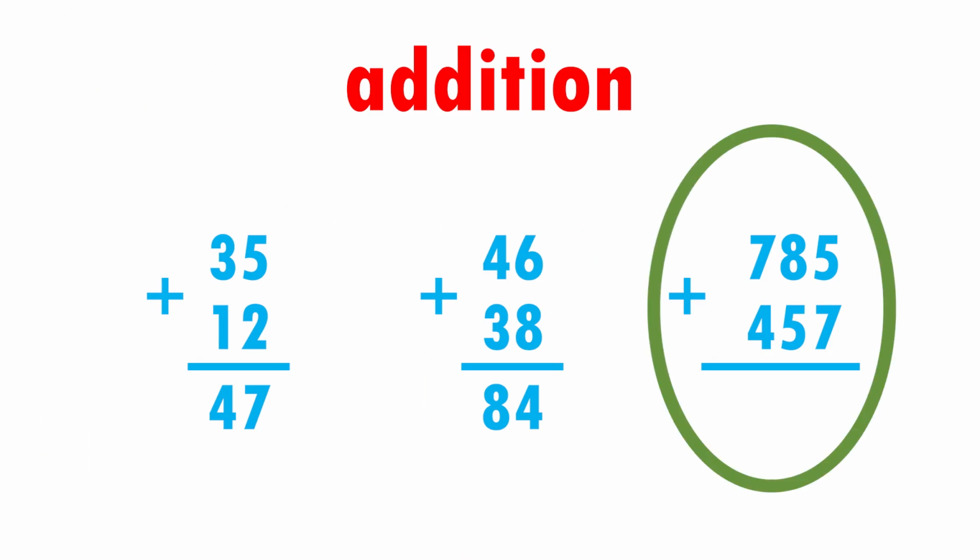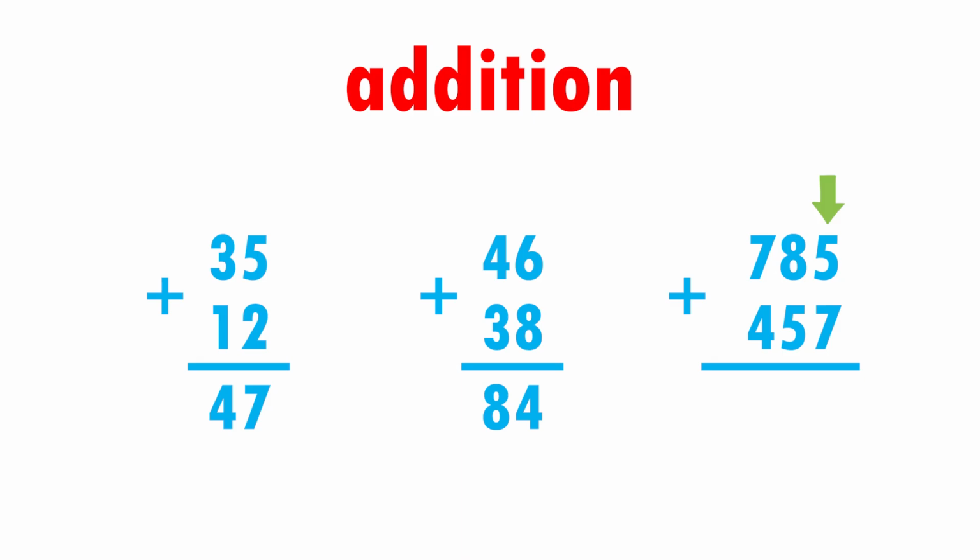Next, we have 785 plus 457. Starting with the ones. 5 plus 7 equals 12. Write down 2 and carry over the 1. Now the tens. 1 plus 8 plus 5 equals 14. Write down 4 and carry over the 1. Finally, the hundreds. 1 plus 7 plus 4 equals 12. Since there are no more numbers, the final answer is 1,242.